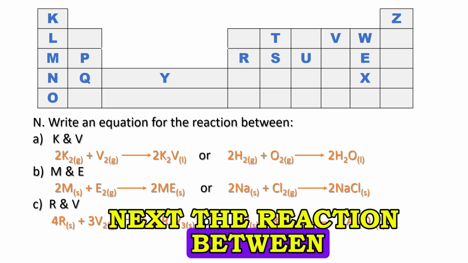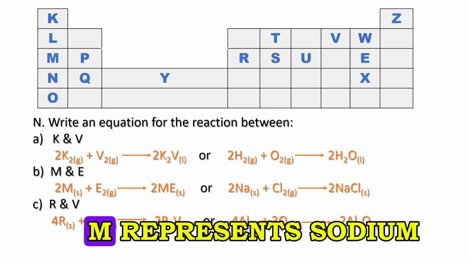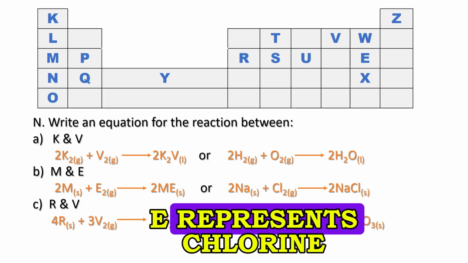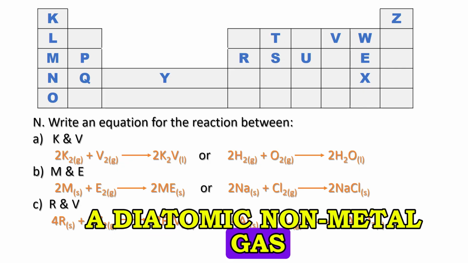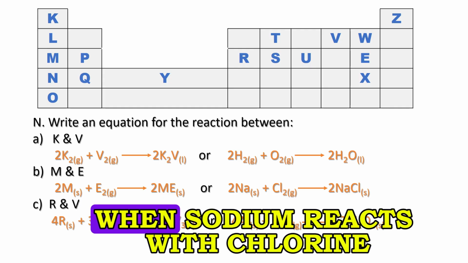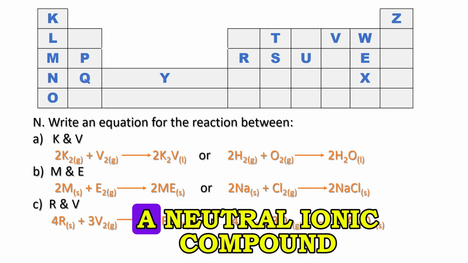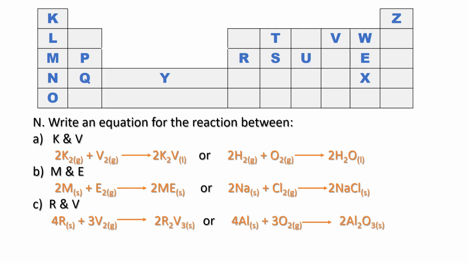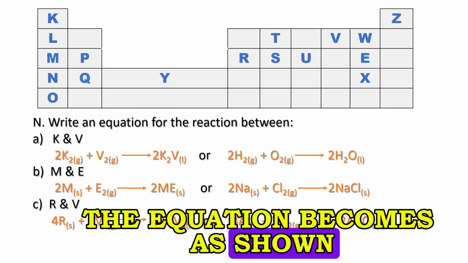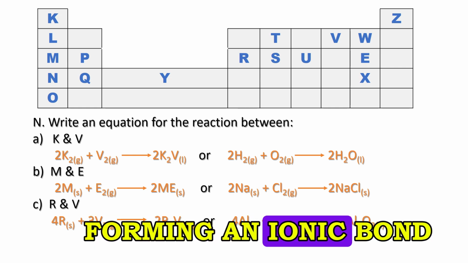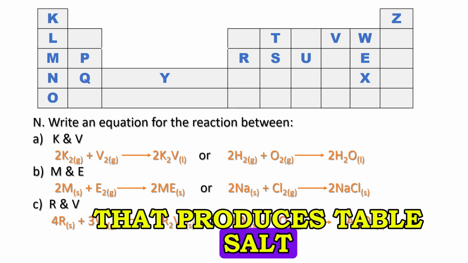Next, the reaction between M and E. M represents sodium, a reactive metal. E represents chlorine, a diatomic non-metal gas. When sodium reacts with chlorine, it forms sodium chloride, a neutral ionic compound. The equation becomes as shown. Sodium donates 1 electron to chlorine, forming an ionic bond that produces table salt.